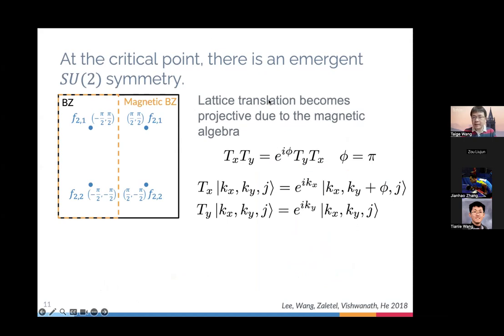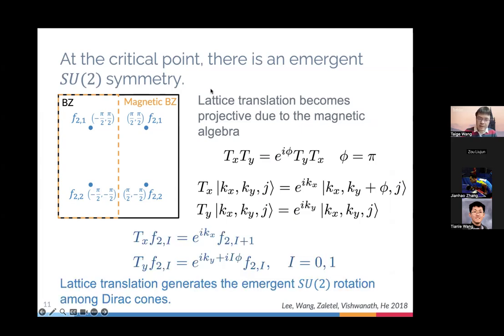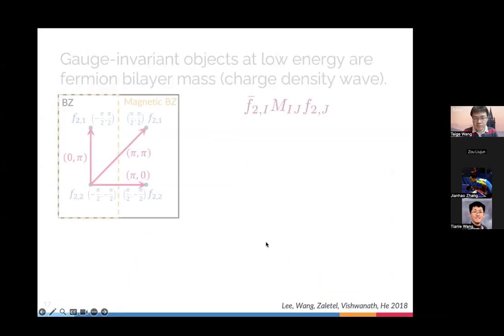Okay, so it will be generated by the magnetic translation. The magnetic translations do not commute because of the magnetic algebra. Basically, if you do a T_x translation, it boosts T_y. So the T_x translation actually permutes the F2,1 and F2,2. So there are these 2 different species of the Dirac fermions of F2. As a critical point, you expect T_x really boosts F2,i to i plus 1, and you expect this magnetic translation to generate an emergent SU(2) rotation among these Dirac points.